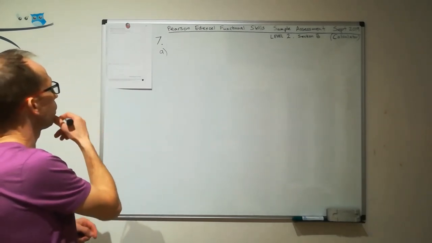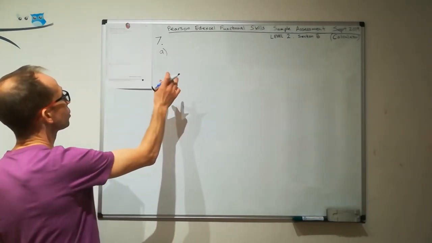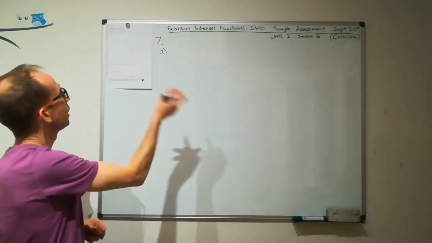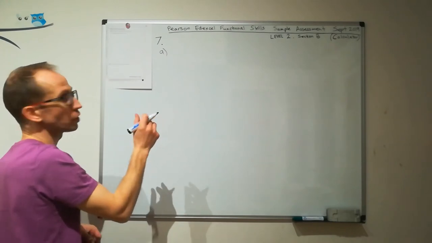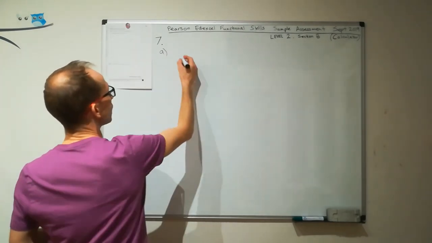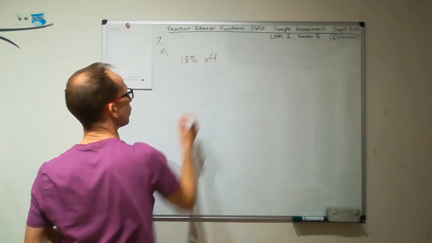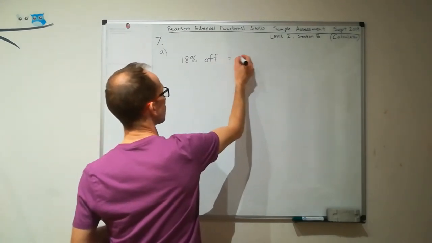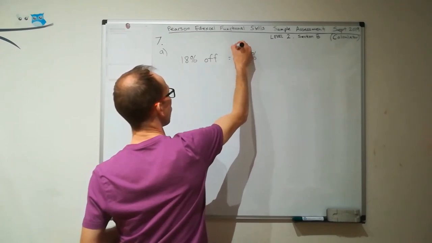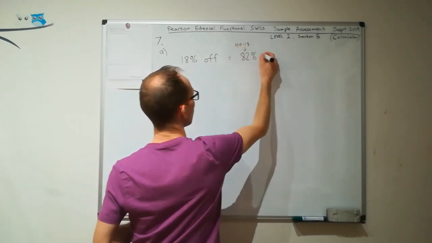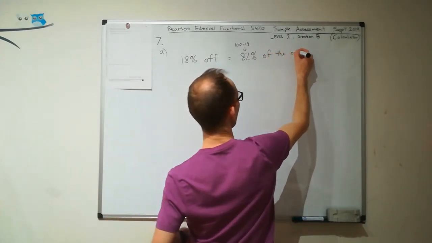Now, with this one, you can do it in two ways. You can work out 18% off 389 and then take that away. I'm going to do it a slightly more efficient way. If we want 18% off, that's the same as 82%. In other words, 100 minus 18 of the original price.